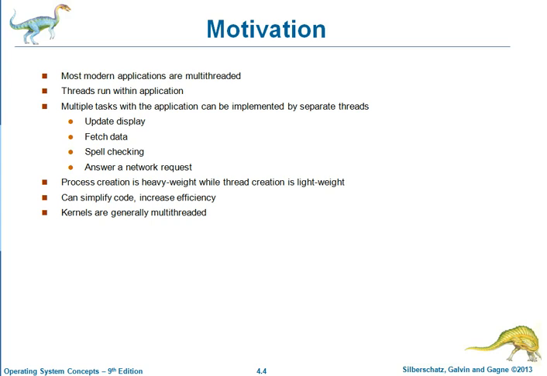A thread is a basic unit of CPU utilization. As defined in our previous topic, Chapter 3, we say that a thread is a lightweight process. Most software applications that run on modern computers are multi-threaded. An application typically is implemented as a separate process with several threads of control. Like a web browser might have one thread display images or text while another thread retrieves data from the network.